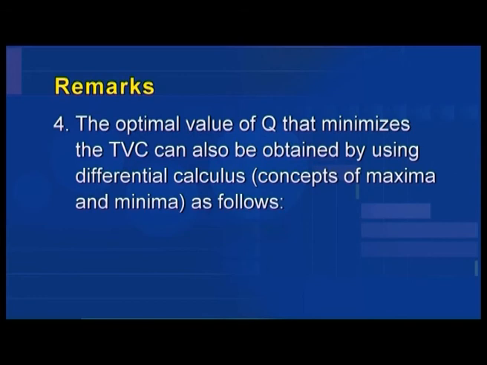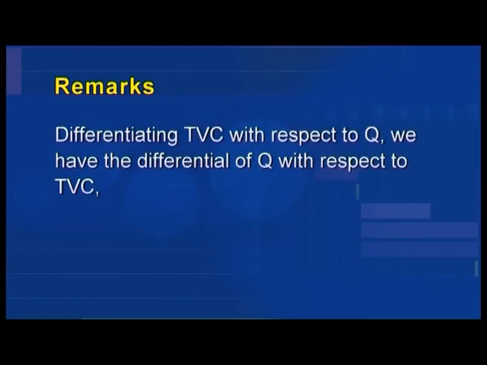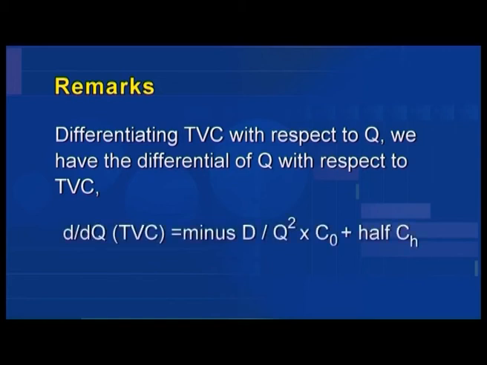The optimal value of Q that minimizes the TVC can also be obtained by using differential calculus, concepts of maxima and minima, as follows. TVC is equal to D by Q into C naught plus Q by 2 into CH. Differentiating TVC with respect to Q, we have the differential d by dQ of TVC is equal to minus D by Q square into C naught plus half CH.